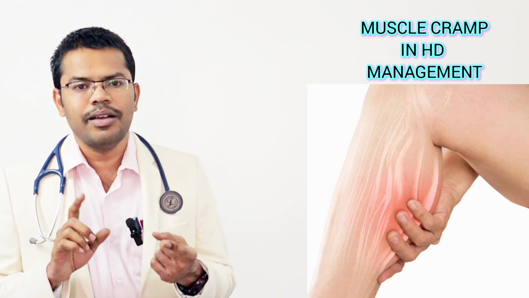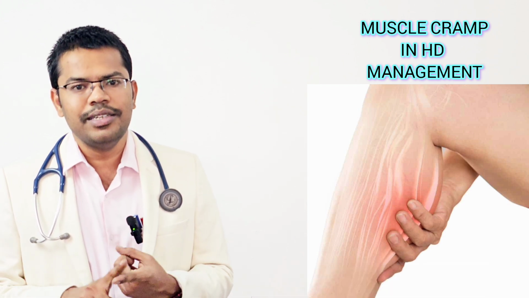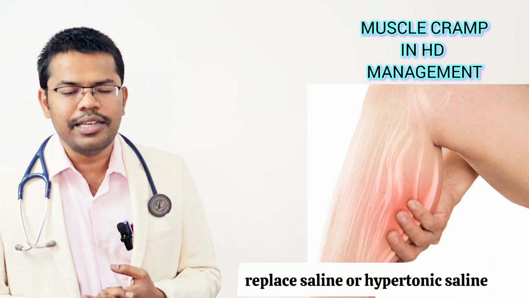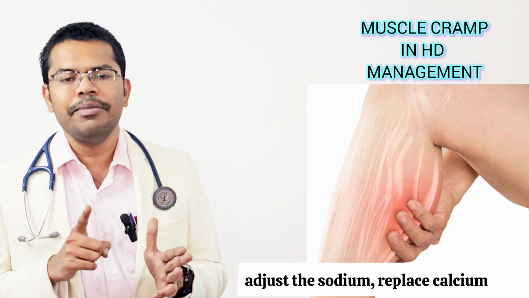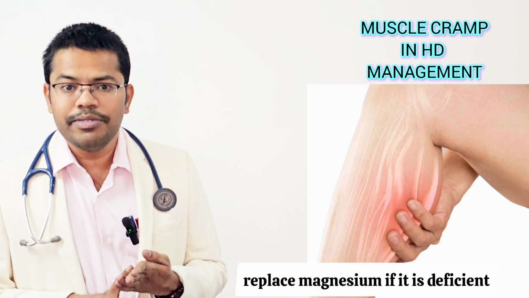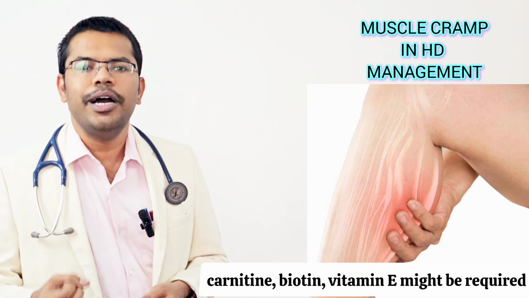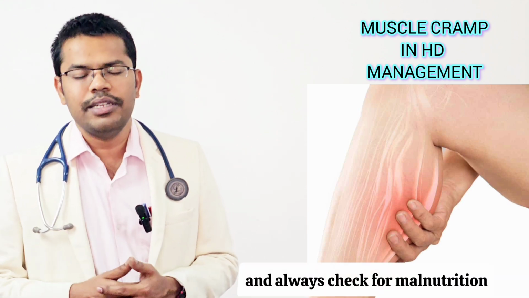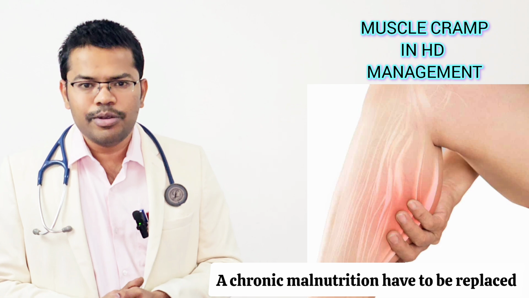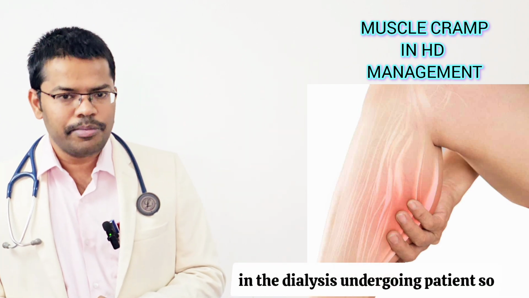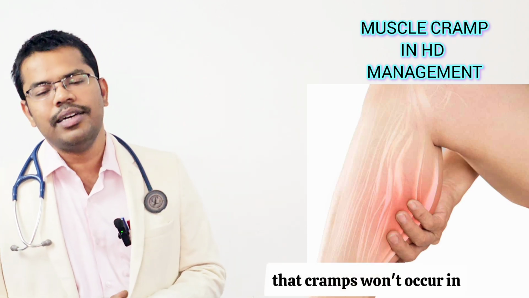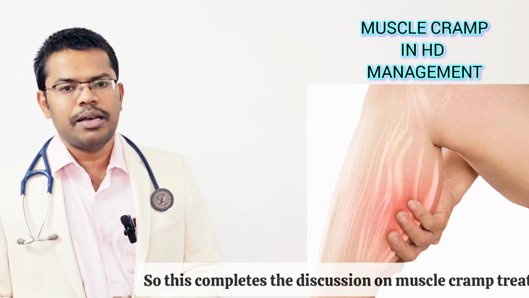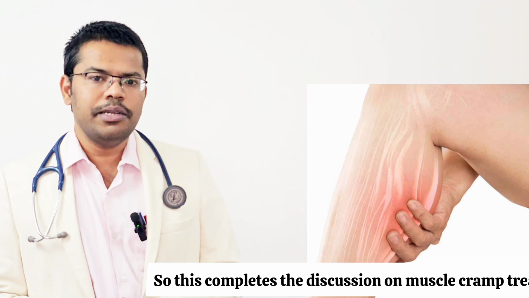In summary, always look for volume depletion, reduce the ultrafiltrate rate, replace saline or hypertonic saline, adjust the sodium, replace calcium, replace magnesium if it is deficient. Carnitine, biotin, vitamin E might be required, and always check for malnutrition. Chronic malnutrition has to be corrected in the dialysis patient so that cramps won't occur in recurrent situations. So this completes the discussion on muscle cramp treatment.